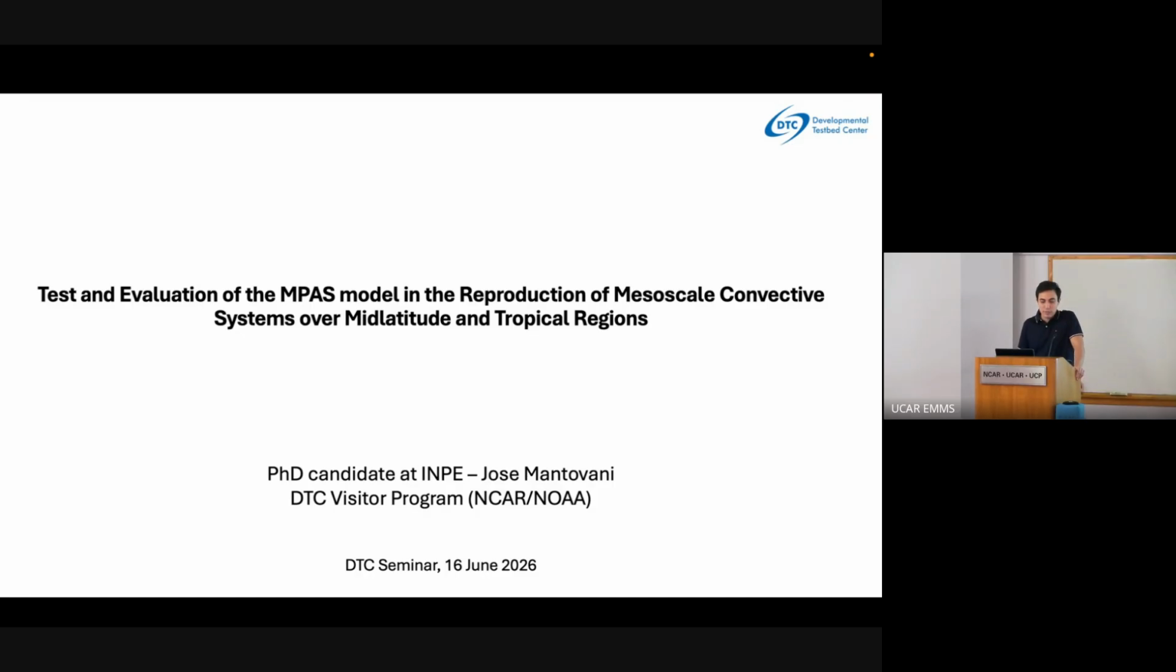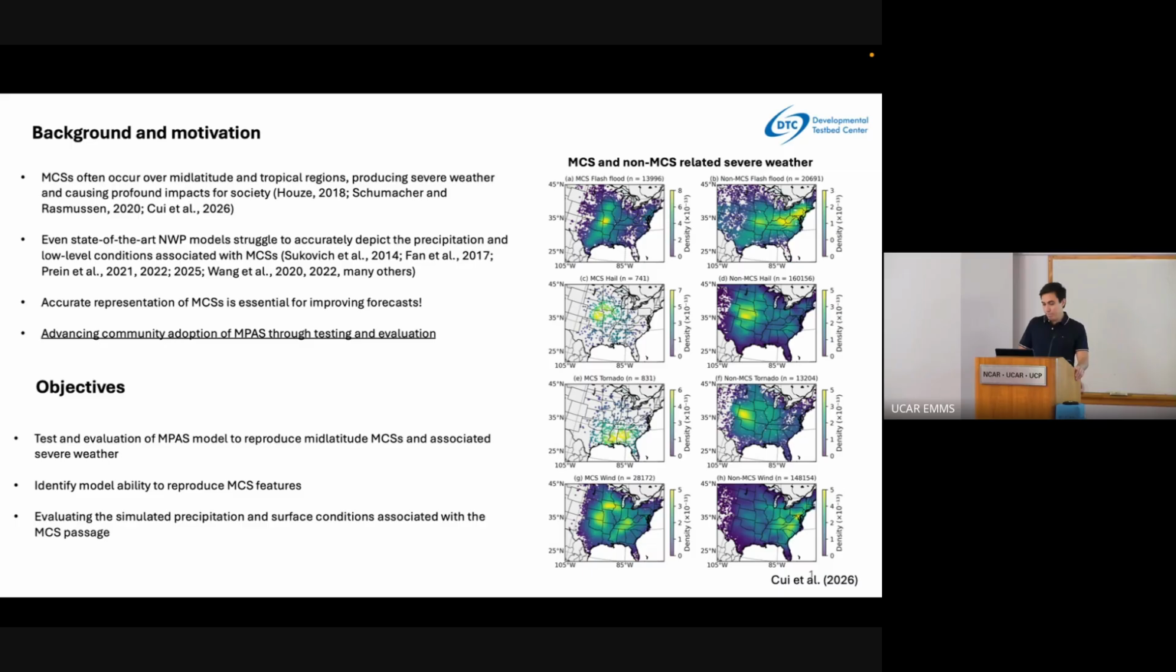Today I'm going to show you some results that I've been working on during this period as a DTC visitor. So the presentation is about test and evaluation of the MPAS model in the reproduction of mesoscale convective systems over mid-latitude and tropical regions.